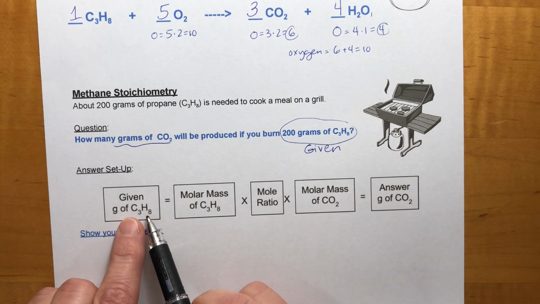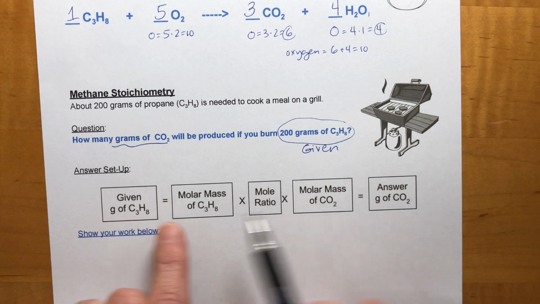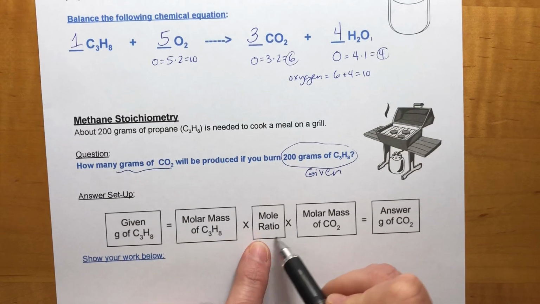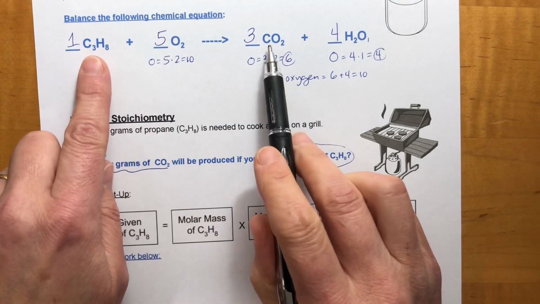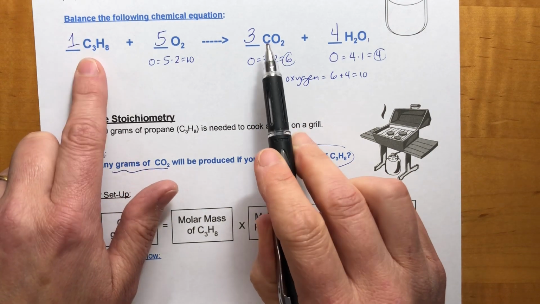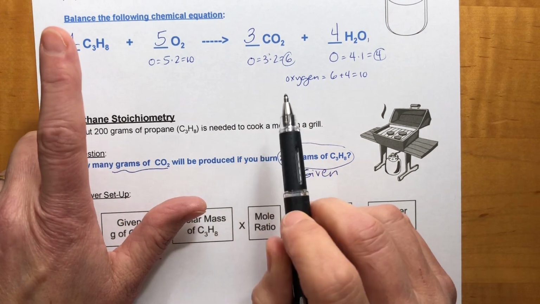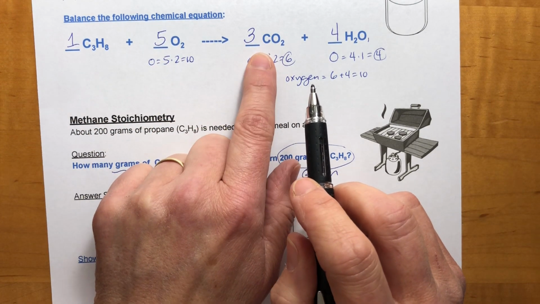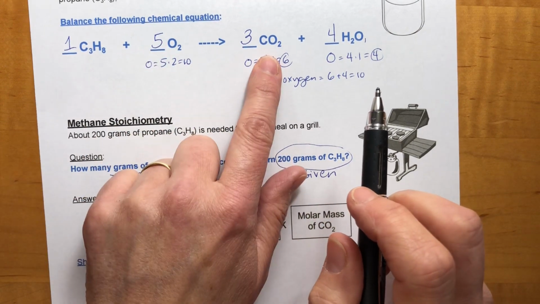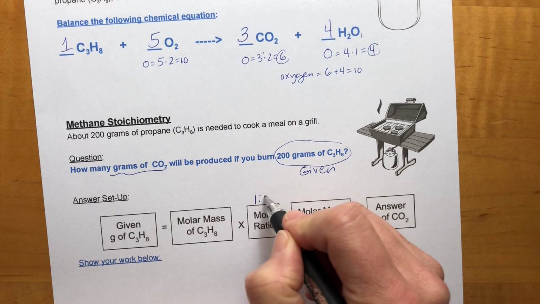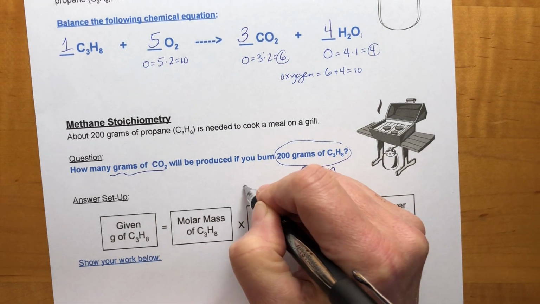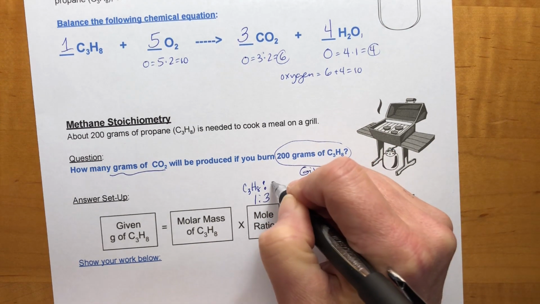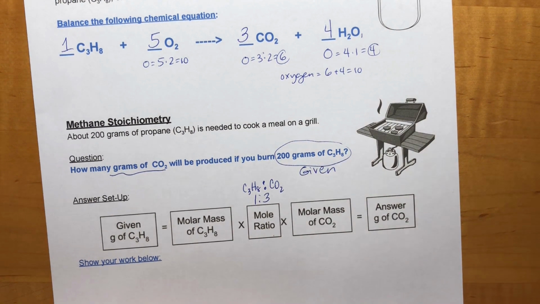So how do we get there? How do we go from grams of one substance to grams of another substance? And the key to this will be the mole ratio, because we know, here's our 2 substances. We know how these 2 substances are related. Every 1 mole of propane you start with, you'll produce 3 moles of carbon dioxide. So that's our mole ratio, 1 to 3. For every 1 propane, you will produce 3 carbon dioxide molecules. 1 to 3. Okay.